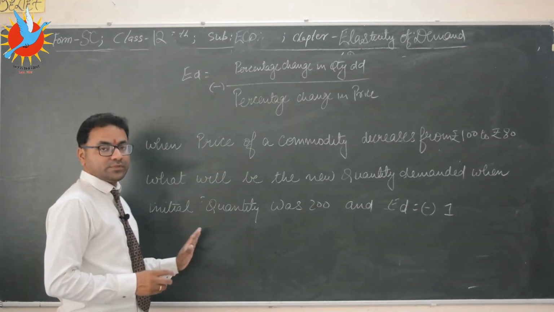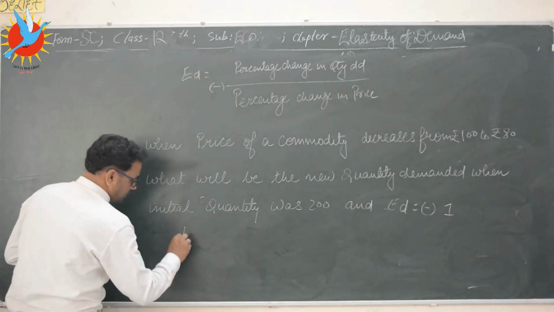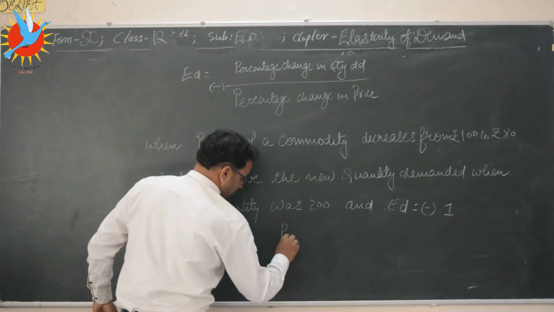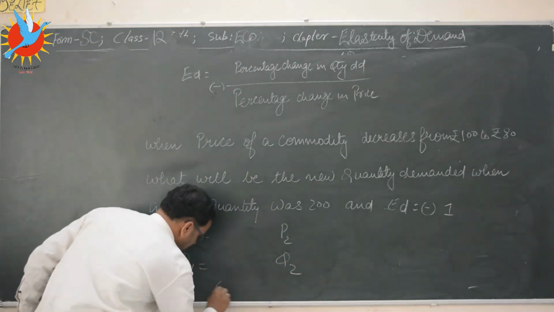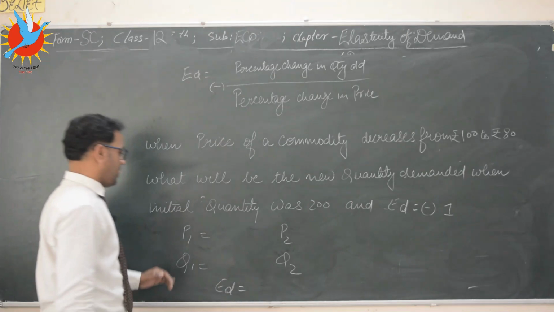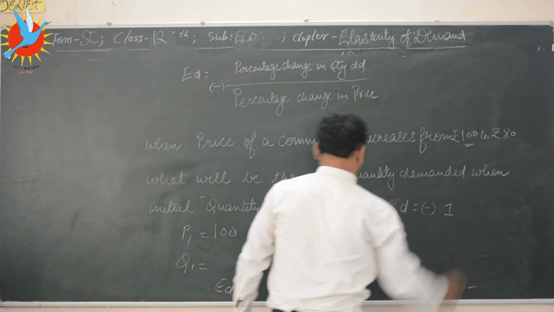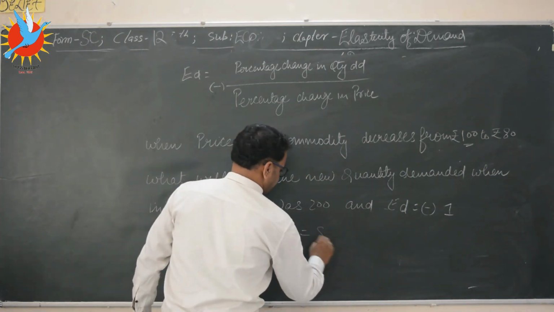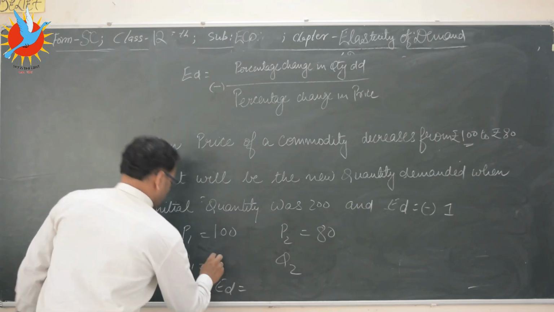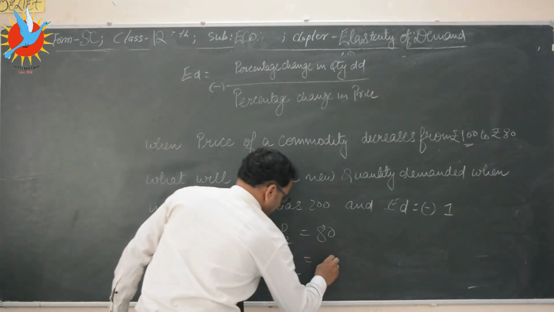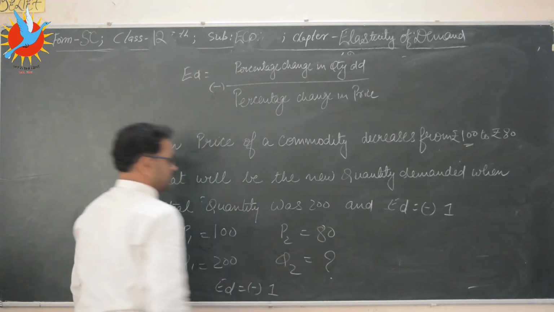So there must be 5 things and you have to calculate one among those 5 things, that is P1, P2, Q1, Q2 and elasticity of demand. See, P1 is 100, the initial price is 100, the new price is 80, the initial quantity is 200. You have to find out the new quantity because elasticity is given as 1.